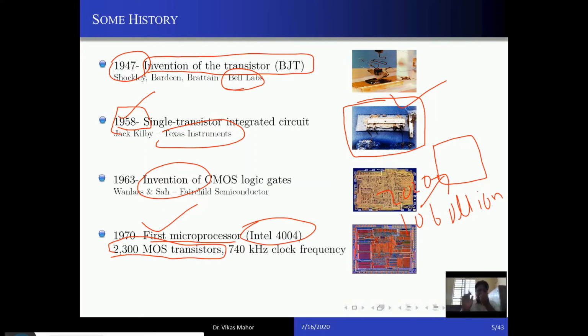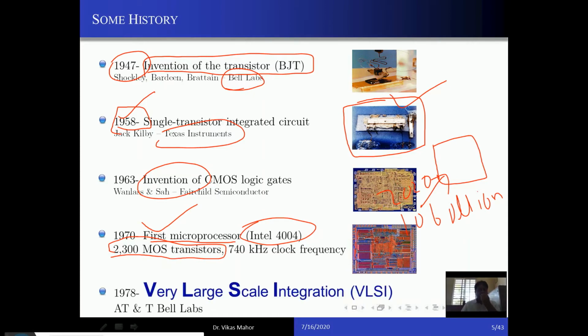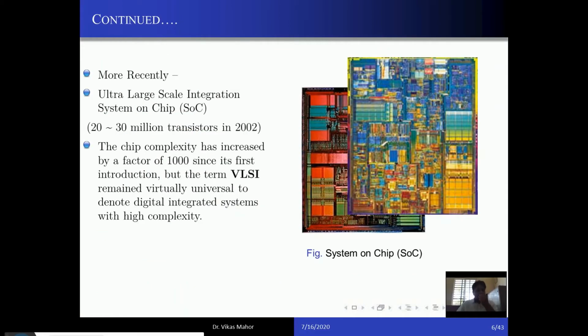Fine. Let's move forward. This was the history. And in 1978, AT&T Bell Labs, again at the same place, the name was given to the integrated circuits that were developed at AT&T Bell Labs, the name was given as Very Large Scale Integrated Circuit, VLSI. So who coined the name VLSI? It was named at AT&T Bell Labs in 1978. Fine. So that was all history.